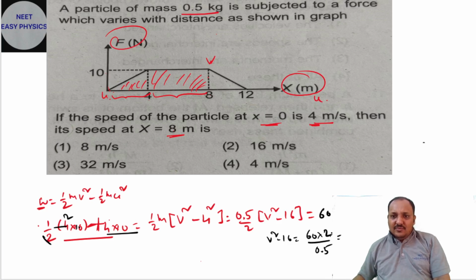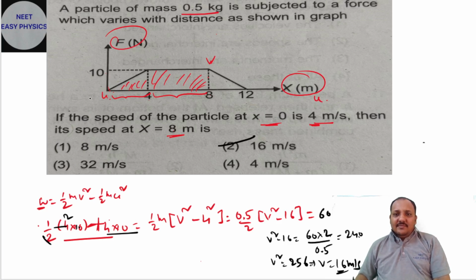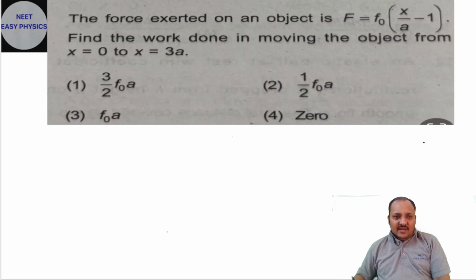60 into 2 is 120, divided by 1 by 2 is 240. So then v square is equal to 256. Then v is going to be 16 meter per second. This is going to be the second option. Here they asked the velocity at 8, therefore we did it like this. If they asked what the velocity is at 12 meters, then we have to find the total area. This is how we should do the problem whenever they ask.